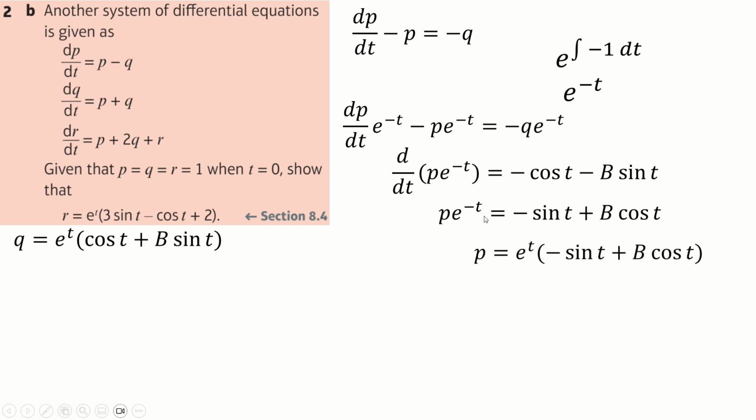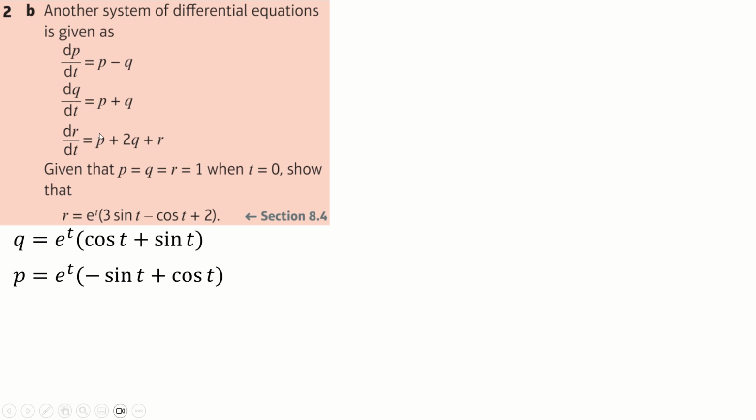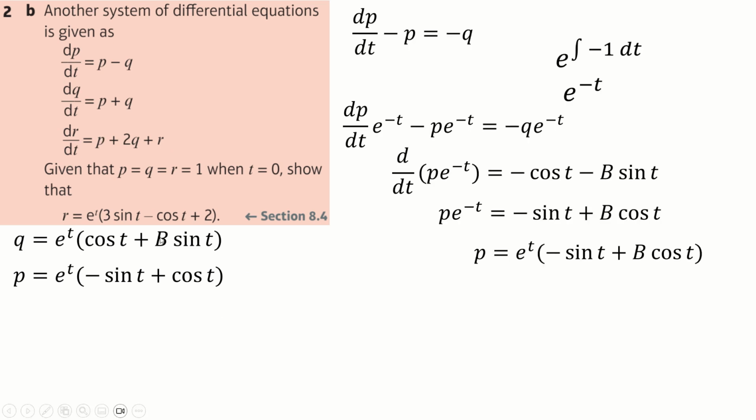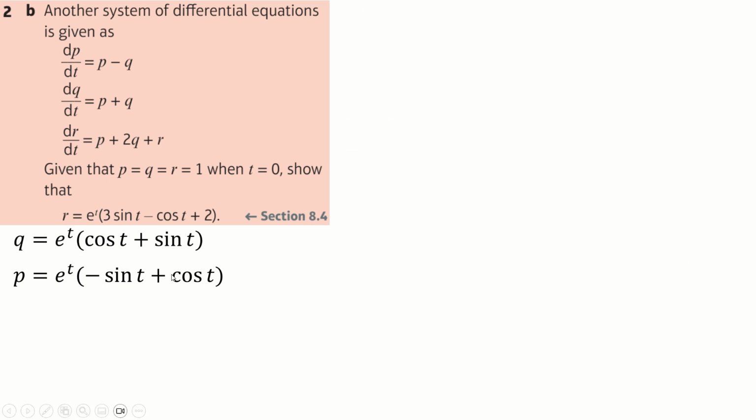Now I can move on. I can times everything by e to the power t, and now I can plug in the information p is 1 when t is 0, and that gets me that b is 1, in the same way that a was 1 earlier. So we end up with these two equations, which is beautiful, because now we can make some progress on the last equation, r. I've also replaced this b with a 1, because it's the same result as this one, so that's cool.